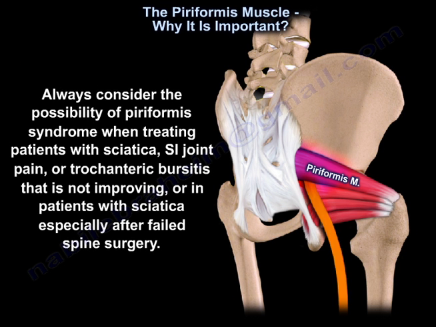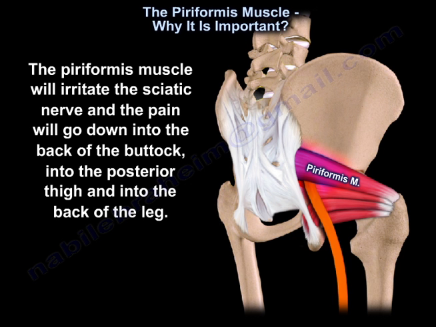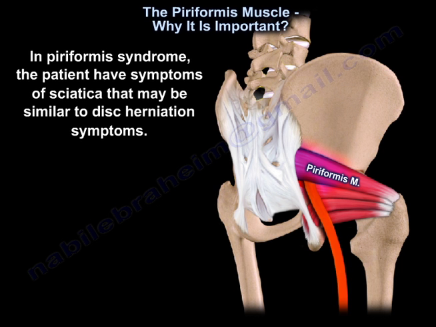Always consider the possibility of piriformis syndrome when treating patients with sciatica, sacroiliac joint pain, or trochanteric bursitis that's not improving, or in patients with sciatica, especially after failed spine surgery. The piriformis muscle will irritate the sciatic nerve, and the pain will go down into the back of the buttock, into the posterior thigh, and into the back of the leg. In piriformis syndrome, the patient may have symptoms of sciatica that may be similar to disc herniation symptoms.